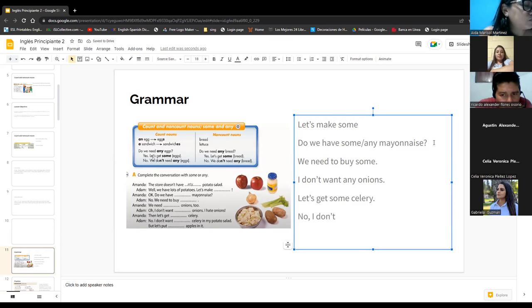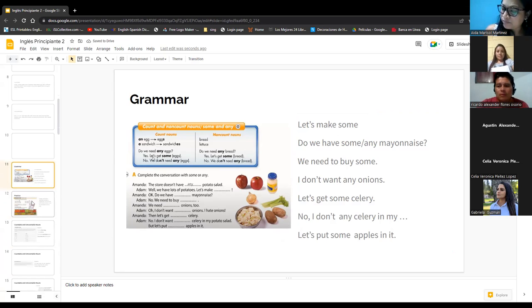Okay. Next one, it says, no, I don't want celery in my potato salad. ¿Qué falta ahí? Any. Very good. I don't want any celery in my potato salad. Y ahí ponen lo demás. Y la última, but let's put apples in it. ¿Qué falta ahí? Some. Very good. Let's put some. You already practiced this in the platform, right? Ya practicaron eso en la plataforma, ¿verdad? Yes. Okay, perfect. I can see that.